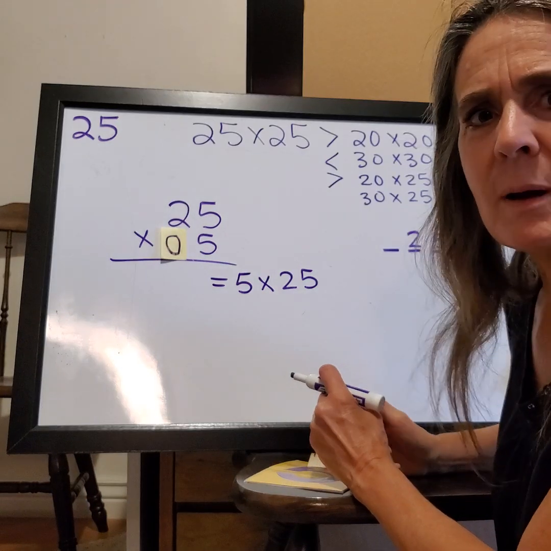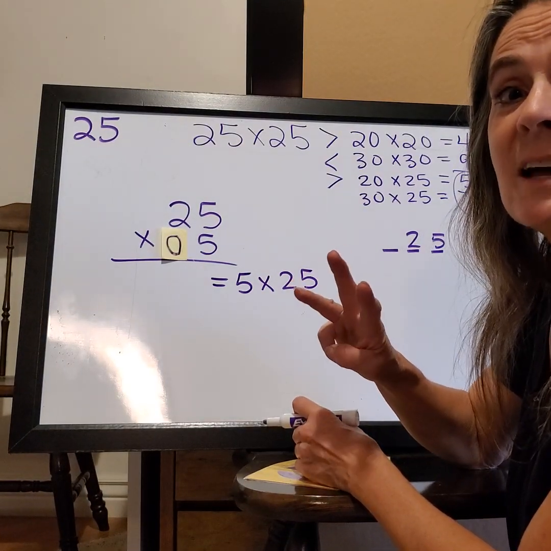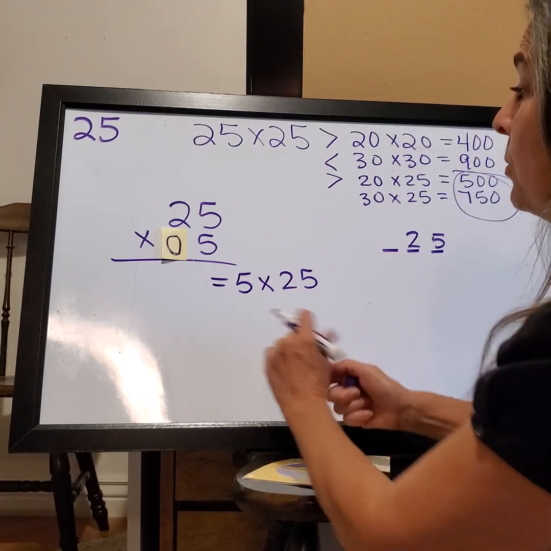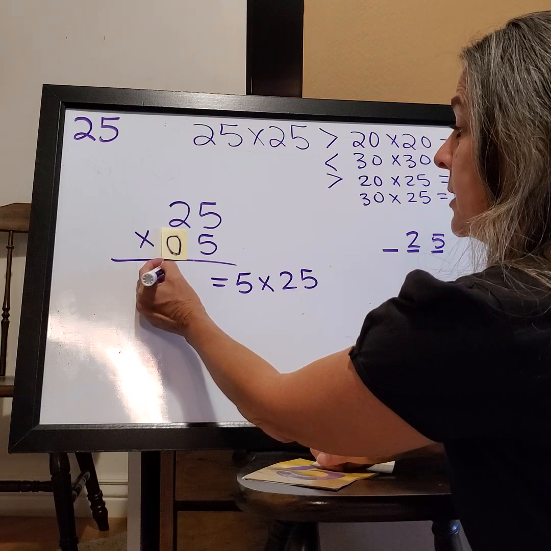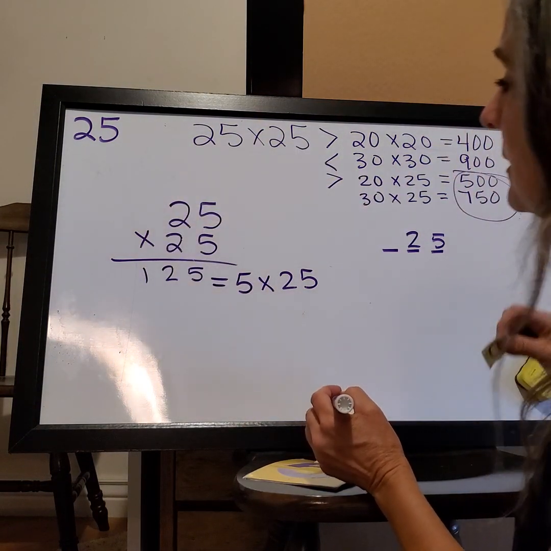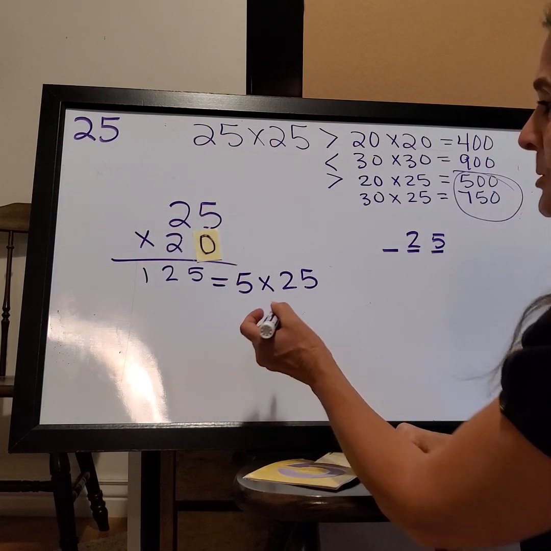So 5 times 25. Now you can do 5 times 5, put down the 5, carry the 2, etc. But can't you just count by 25s and make that faster? 25, 50, 75, 100, 125. So that is 125. Then we do 20 times 25.